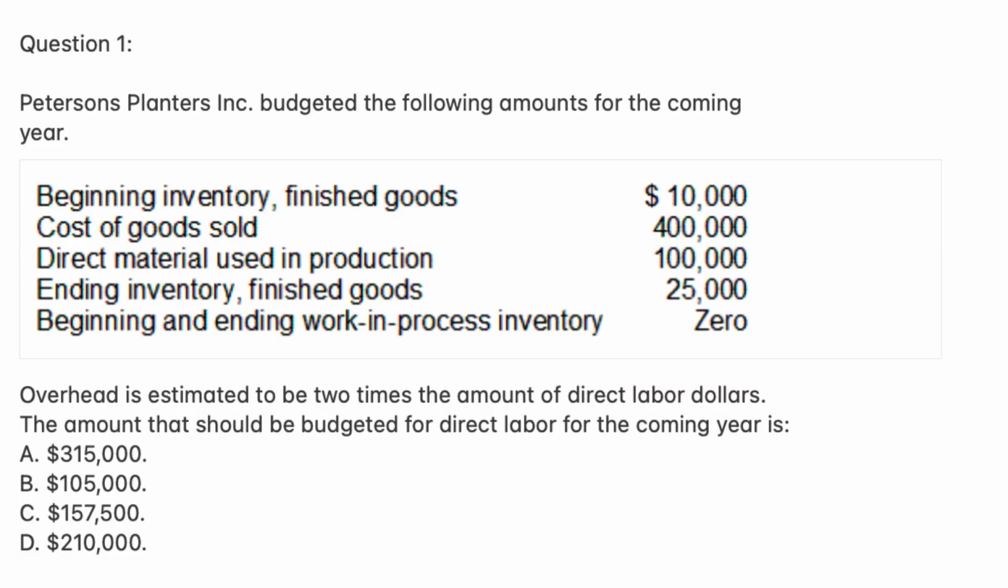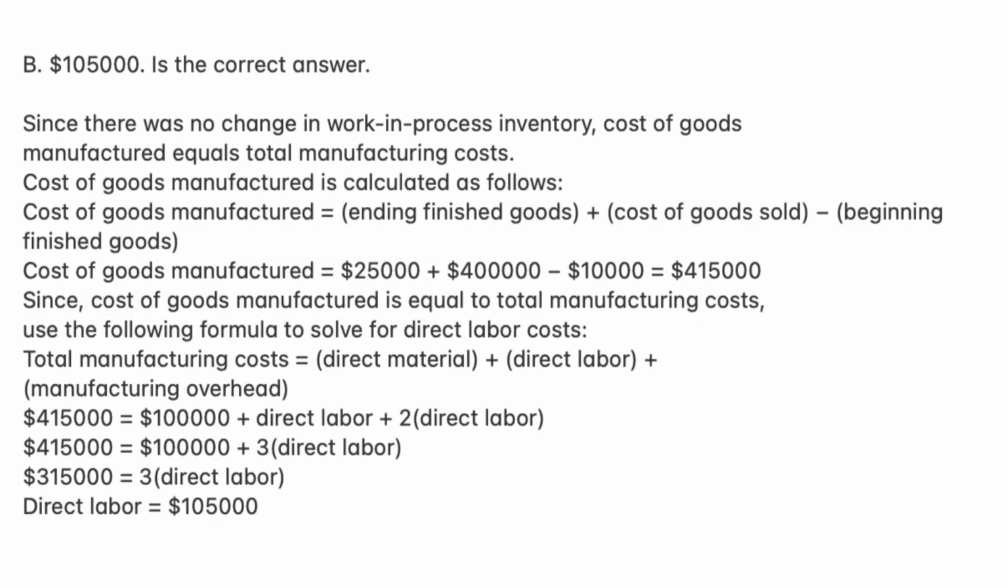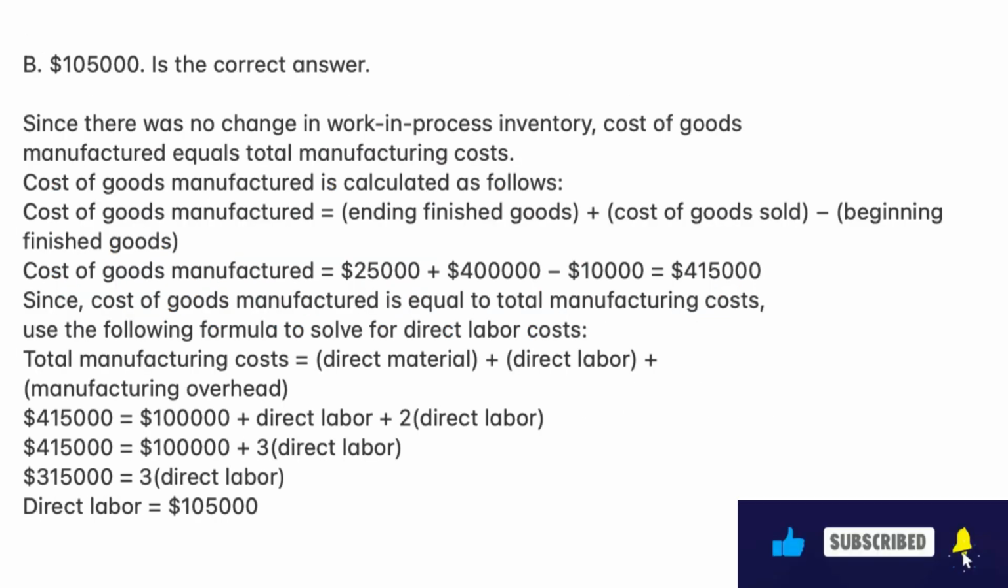Question 1. Peterson's Planters Incorporated budgeted the following amounts for the coming year. Overhead is estimated to be 2 times the amount of direct labor dollars. The amount that should be budgeted for direct labor for the coming year is A. $315,000, B. $105,000, C. $157,500, D. $210,000. B. $105,000 is the correct answer.